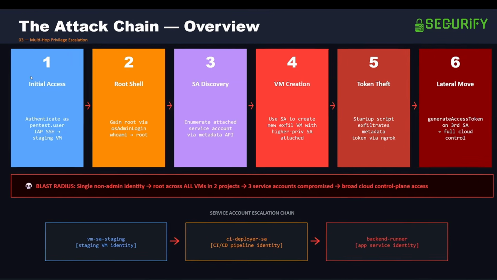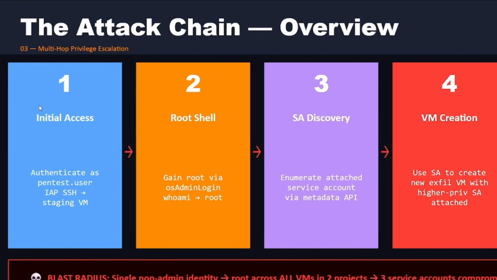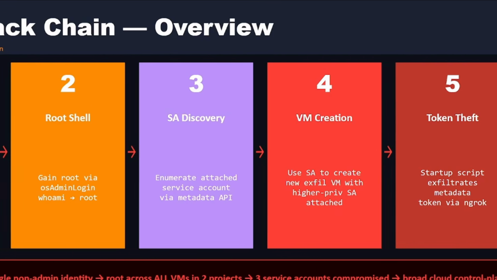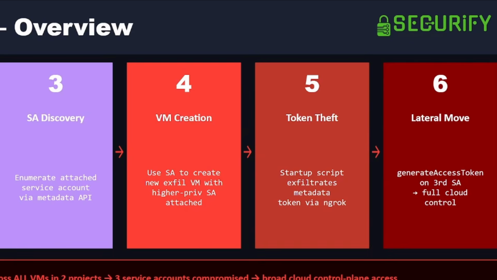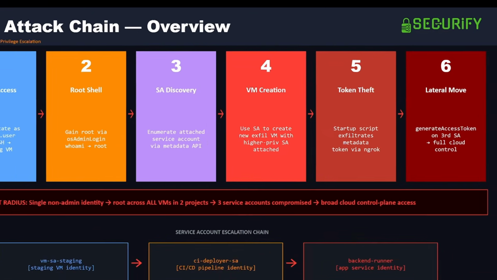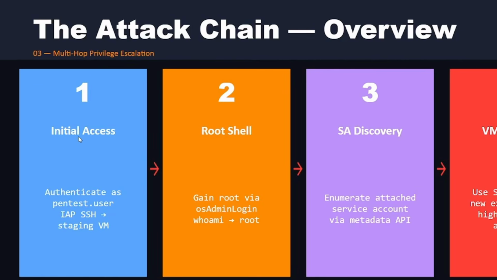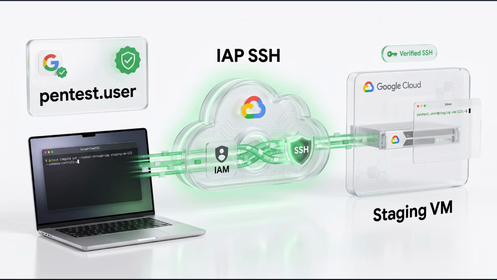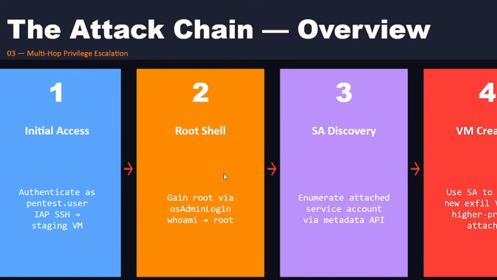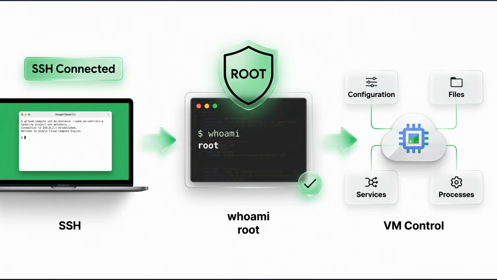Now let's zoom out and look at the full attack chain end to end before we dive into each step. This is a six-step chain, and what makes it so dangerous is that each step uses legitimate GCP APIs and features. There is nothing exotic here. Step 1 is the initial access, authenticated as pentest.user and IAP SSH to the staging VM. One gcloud command. Step 2 is the root shell. Because of the osAdminLogin binding, you are immediately root. When performing whoami, you are returned as root. You now have full control of that machine.